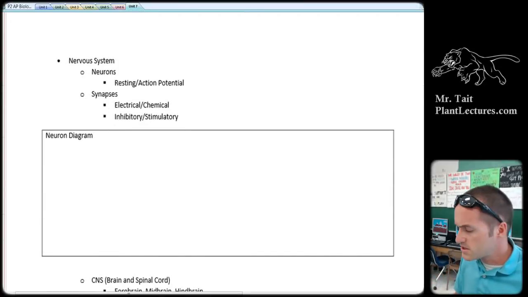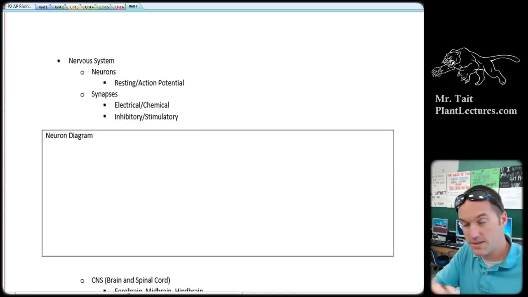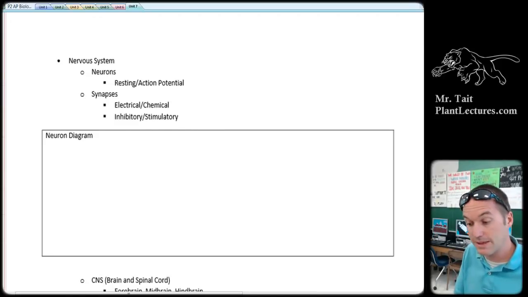We moved on to the nervous system then. Nervous system, we know, is mostly made of neurons. There's two different cell types. There's the neurons, which are the important type, the kind that's actually sending the electrical signals. And then there's all the support tissue in the nervous system that we call the glial cells or neuroglial cells. But really what we focused on were the neurons and the difference between resting and action potential.